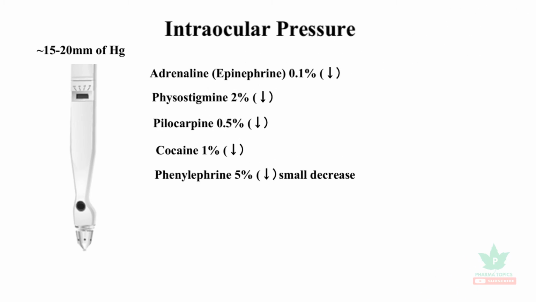Let us see the drugs which cause reduction in the intraocular pressure. Adrenaline, physostigmine, pilocarpine, cocaine, all these cause a reduction of the intraocular pressure. Phenylephrine causes a small decrease in the intraocular pressure. Amphetamine increases the intraocular pressure, so it is contraindicated in glaucoma patients. So this is a small nutshell of information on the drugs acting on the rabbit eyes.